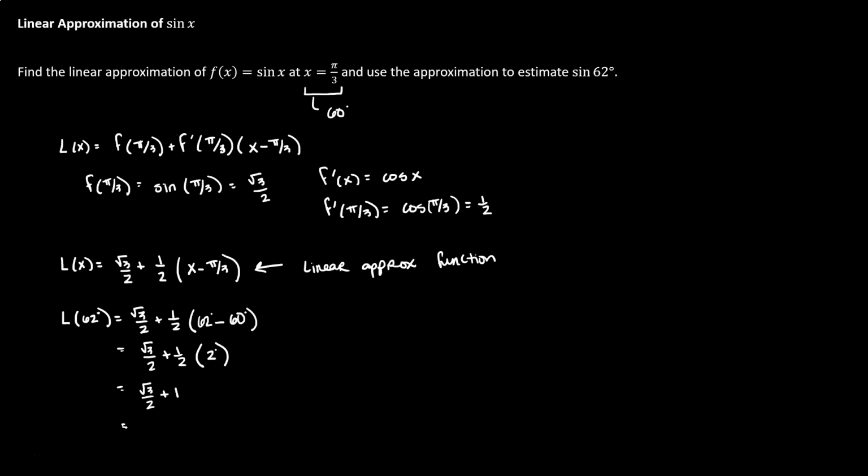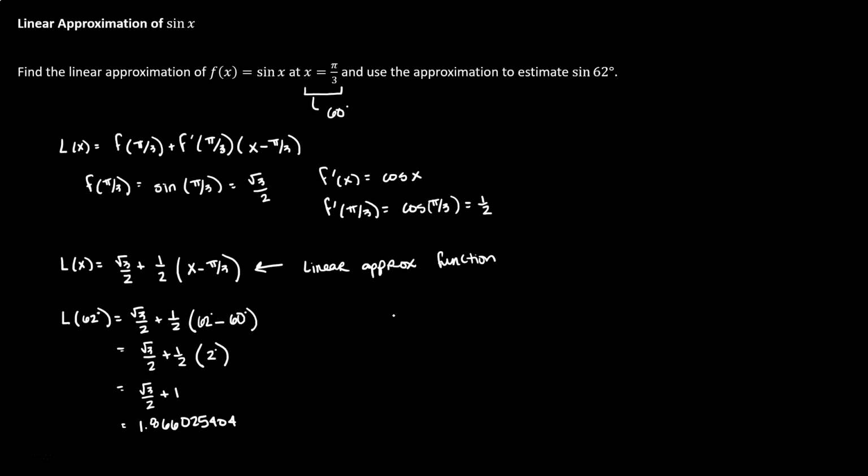And type that into your calculator. And we can get an approximate value of 1.866025404. That's as far as my calculator goes. So this linear function says that at about 62 degrees, this is what you should expect using our tangent line.